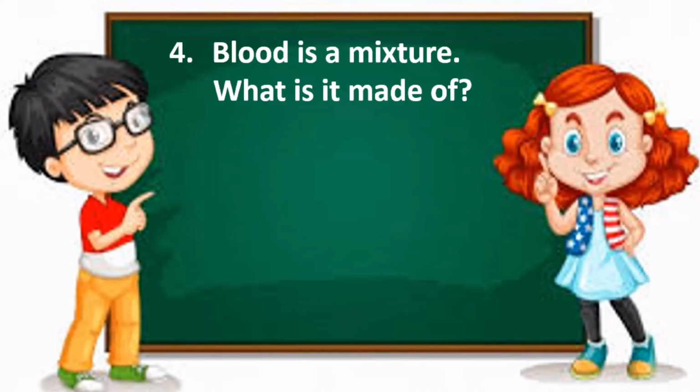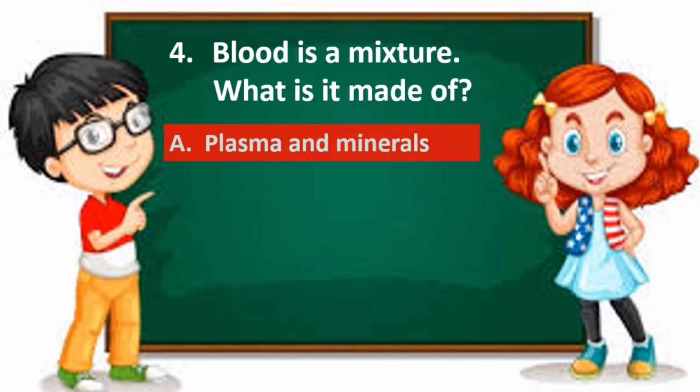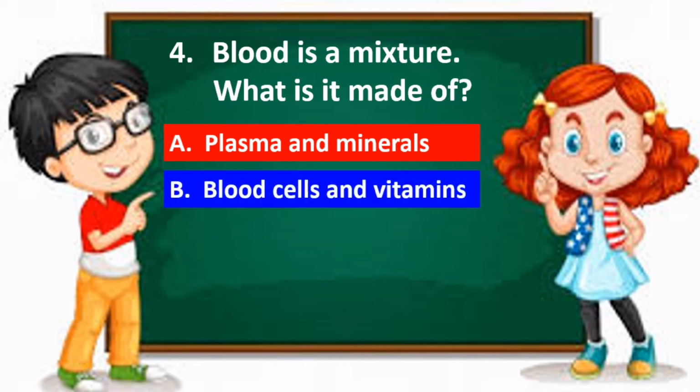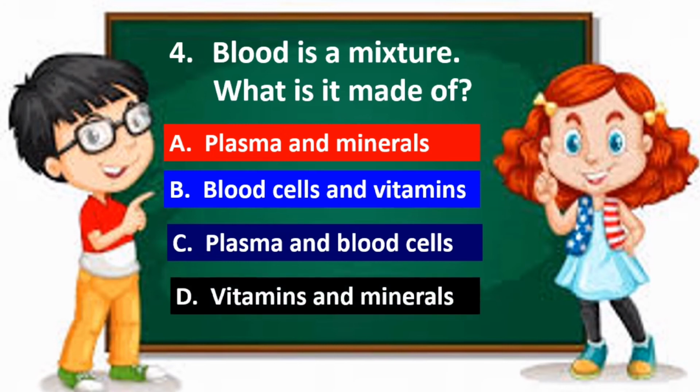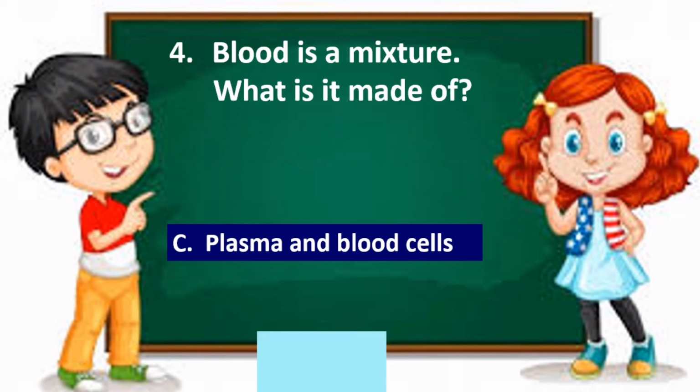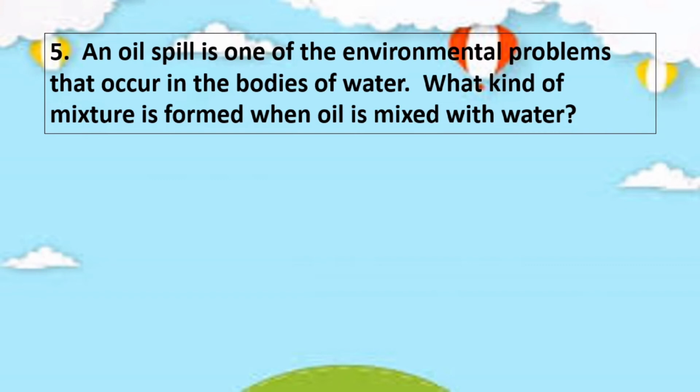Number 4. Blood is a mixture. What is it made of? A. Plasma and minerals. B. Blood cells and vitamins. C. Plasma and blood cells. Or D. Vitamins and minerals. The answer is blood is a mixture of plasma and blood cells. It's letter C.